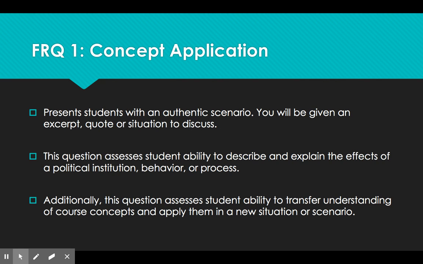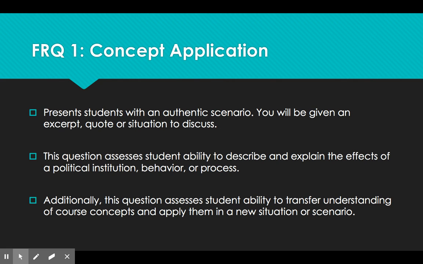Now, for the first 3 types of questions, you get 20 minutes to complete them, and then for the argument essay, you get 40 minutes to complete it. So all 4 questions together are going to be worth 50% of your exam. The other half of the exam score comes from multiple choice questions. So let's talk a little bit about each type of FRQ question.